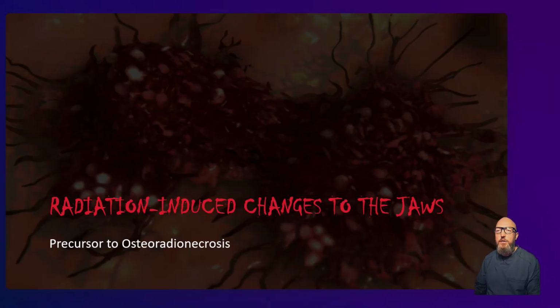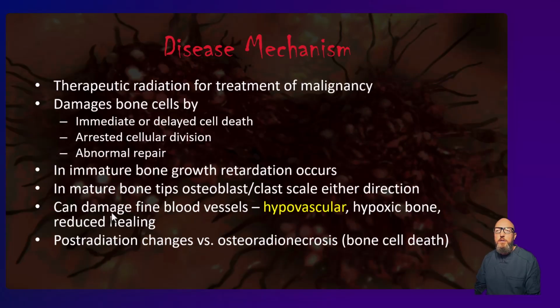First of all, radiation-induced changes to the jaws, which is a precursor to osteoradionecrosis. So radiation kills everything, basically. In high enough doses, as we do radiation treatment for an existing malignancy, it's going to kill the bone cells, also damage small vessels, leaving hypovascular, hypoxic bone that can't really heal. And that can tip the osteoblast, osteoclast scale in either direction. So you may have resorption or sclerosis. And with that hypovascularity, you're going to have hypoxic bone, which reduces healing potential.